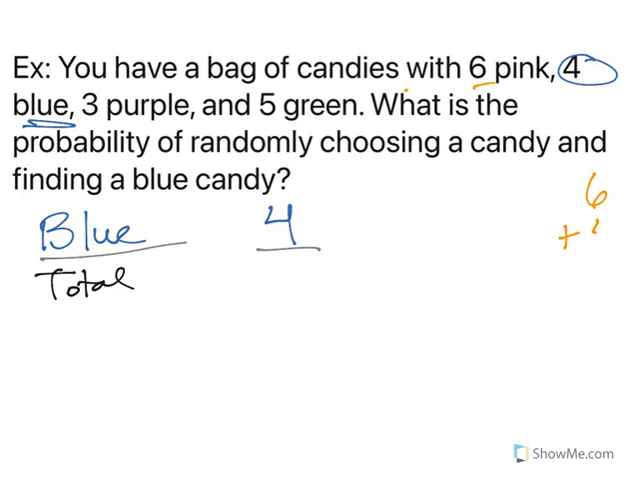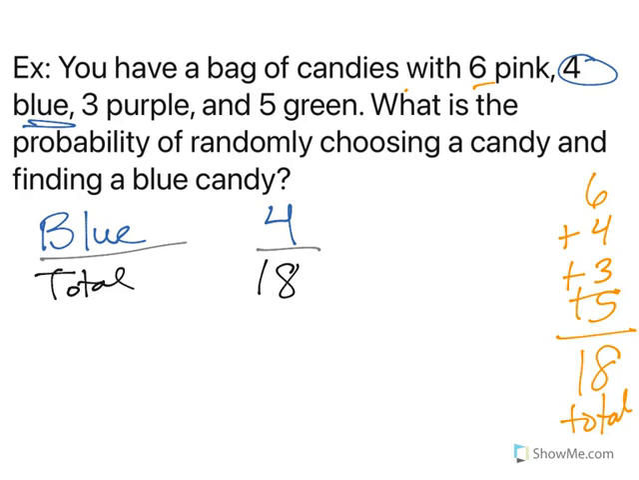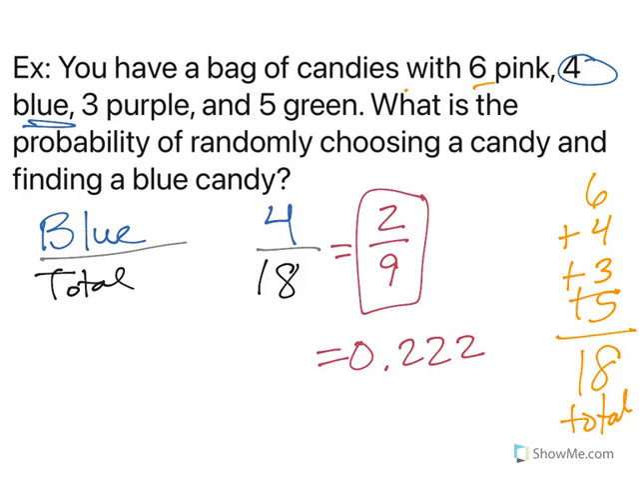We have 6 pink plus 4 blue plus 3 purple plus 5 green. So 6 plus 4 plus 3 plus 5 gives me 18 for a total. So I'm going to have 4 over 18. Now, mathematically, we don't ever leave a fraction unsimplified. Those are both even, so we can reduce by 2 and say 2/9. If you want to change that to a decimal, it does not come out nicely, but we could round it to 3 places and have 0.222. So roughly 22% of the candies in this bag are blue. And that is simple probabilities using the totals.